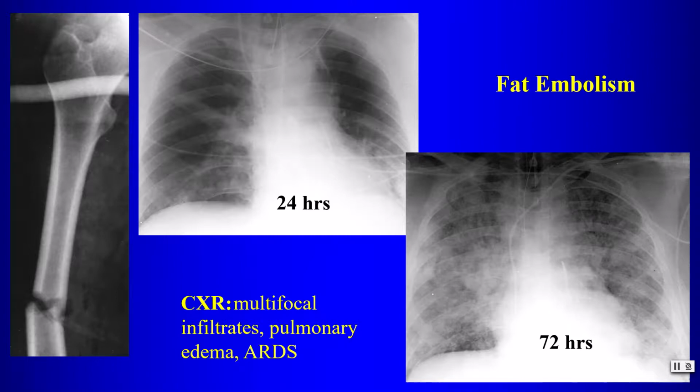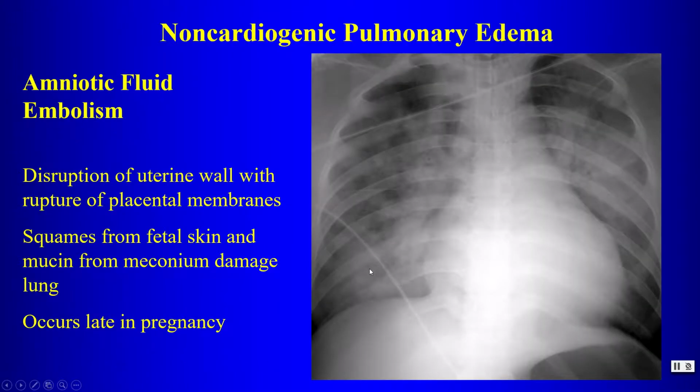We don't actually see the fat emboli on CT. All we see is the manifestations within the lung of the consolidations. Amniotic fluid embolism. This can occur late in pregnancy from disruption of the uterine wall and rupture of placental membranes, and then squames from the fetal skin and mucin from the meconium damage the lung.